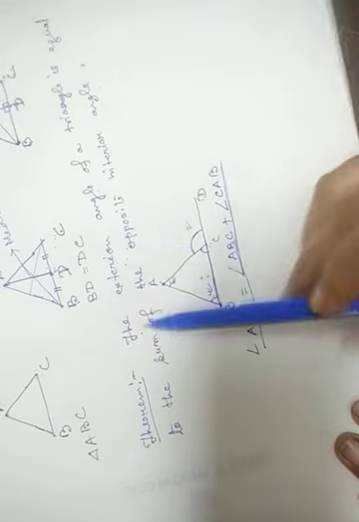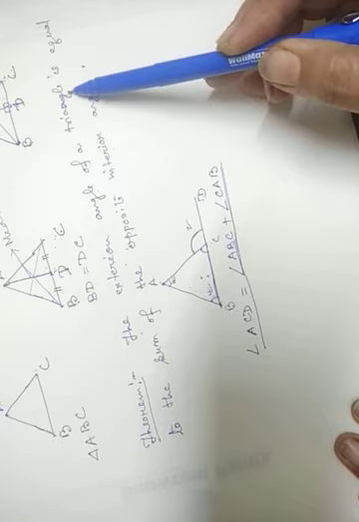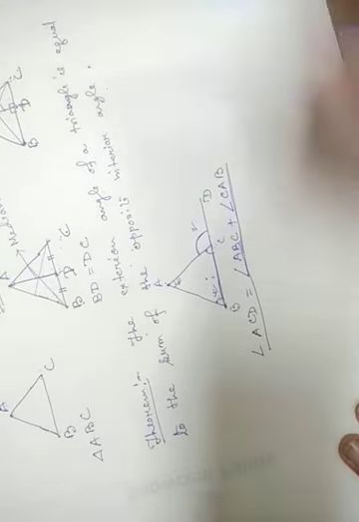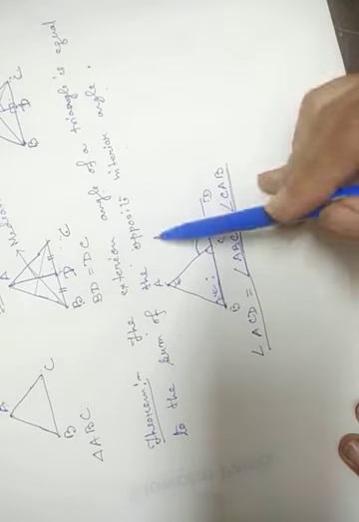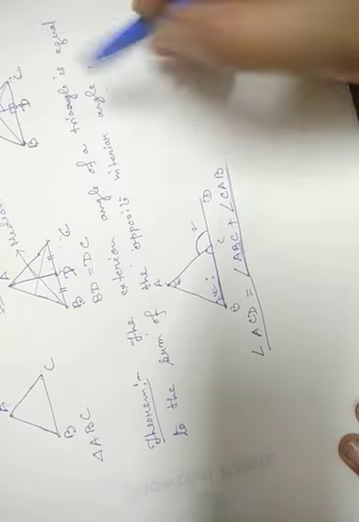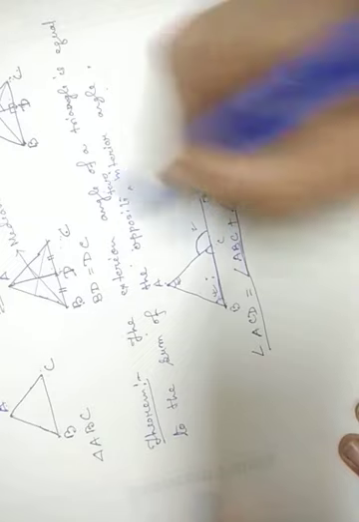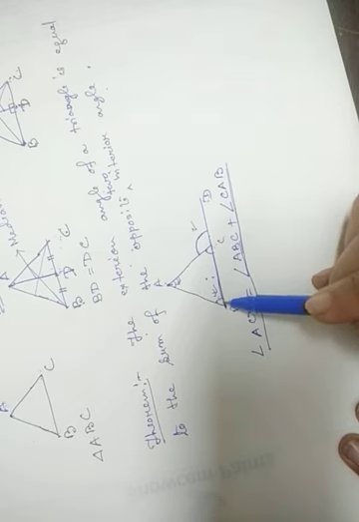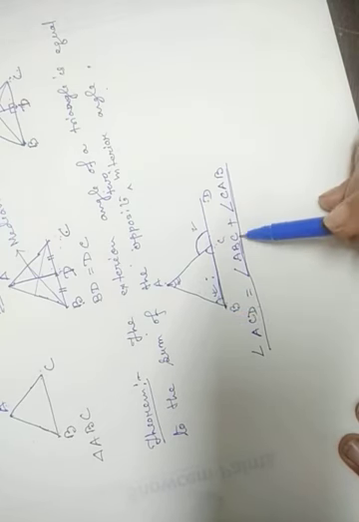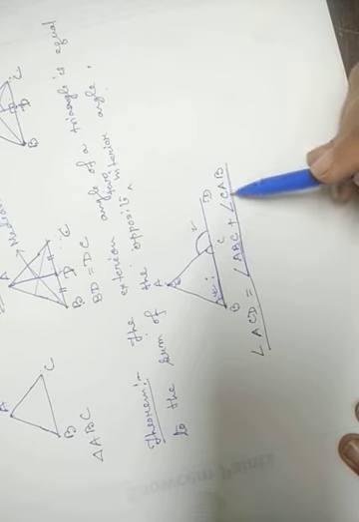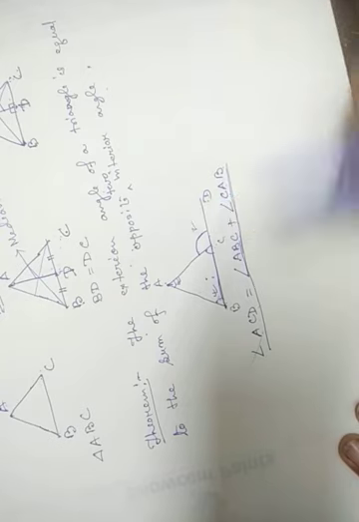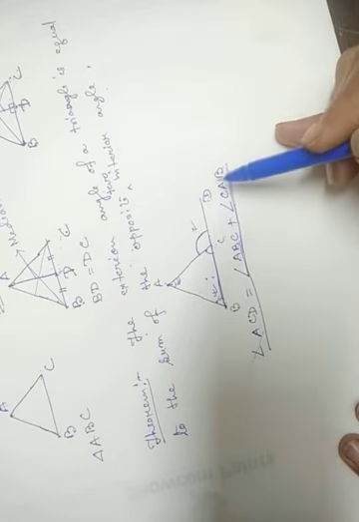What is the theorem? The exterior angle of a triangle, which angle? Angle ACD, is equal to the sum of the opposite interior angles. Which two? Opposite to angle A and angle B. So angle ACD equals angle ABC plus angle CAB. So this is the theorem. I'll send you the proof. How to prove it, I'll send you later.